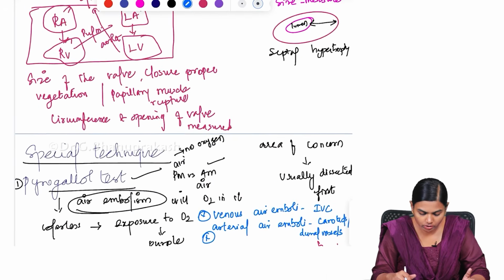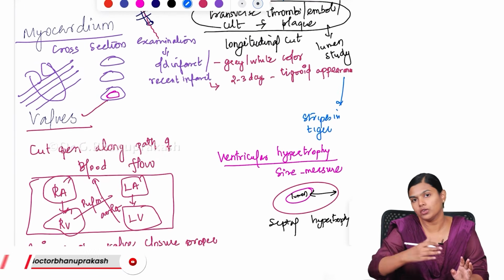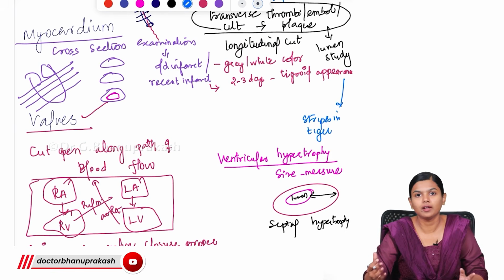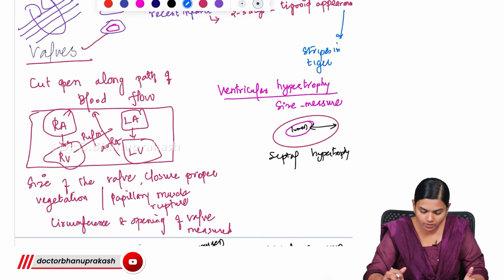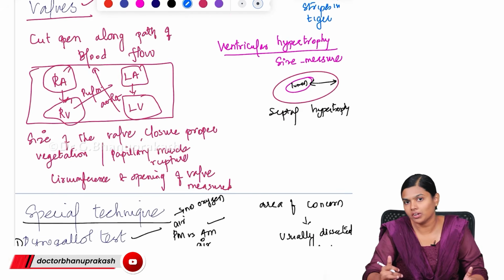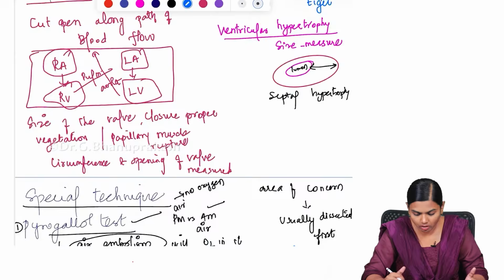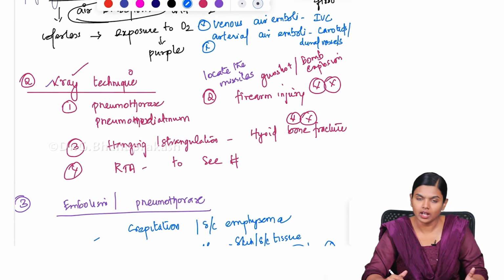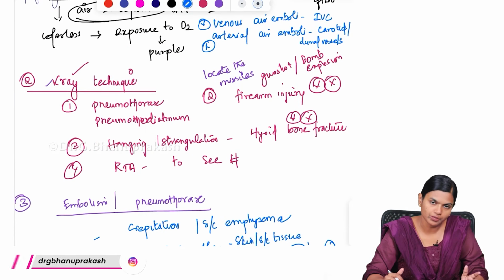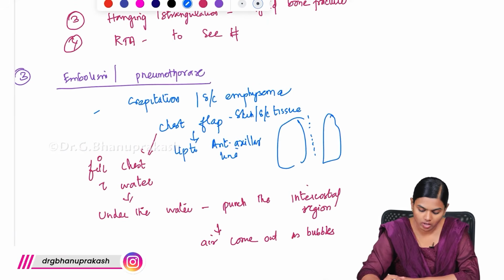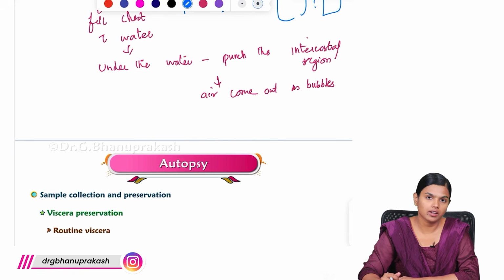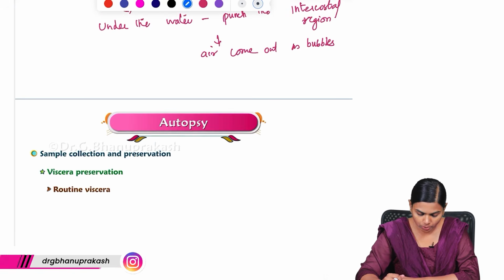So, if you want to see the brain, how will you open the skull, how will you dissect the hematoma, and how will you dissect the heart, myocardium, valves, and how will you identify ventricular hypertrophy and myocardial infarcts? All these things are very important, and in special technique you need X-ray, Virchow test and opening up of the chest in case of pneumothorax. So, these are very important special techniques that we have to know in the autopsy technique.